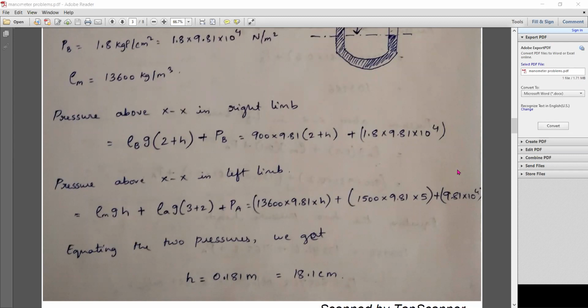Just tell. Yes, it came, sir, 0.181. Same answer you got. Okay, right. Yes, sir. Others, please try to solve it. At present, you write the answer. We need to solve one more problem. We have only 15 minutes time.